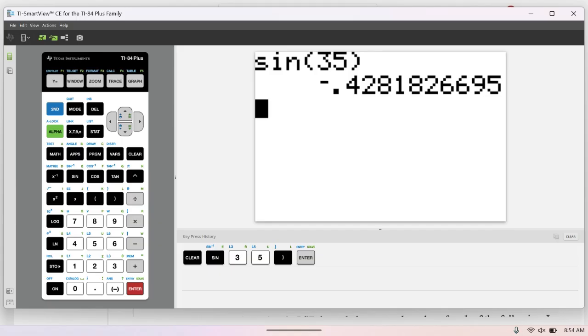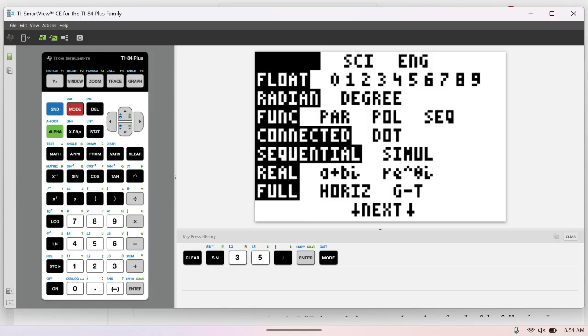If you have a TI, this is how you do it. You go up to the mode key, which is right next to the blue second key. So hit mode. Does everyone see, once you hit the mode key right here, where it says radian, degree? You want to make sure that degree is highlighted. So I'm going to use my arrow keys, scroll down until it's hovering over radian, hit the right arrow key so it's hovering over degree, and hit enter.